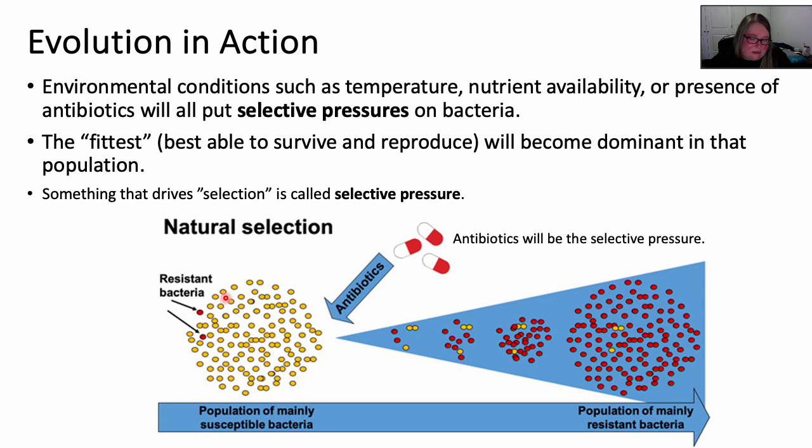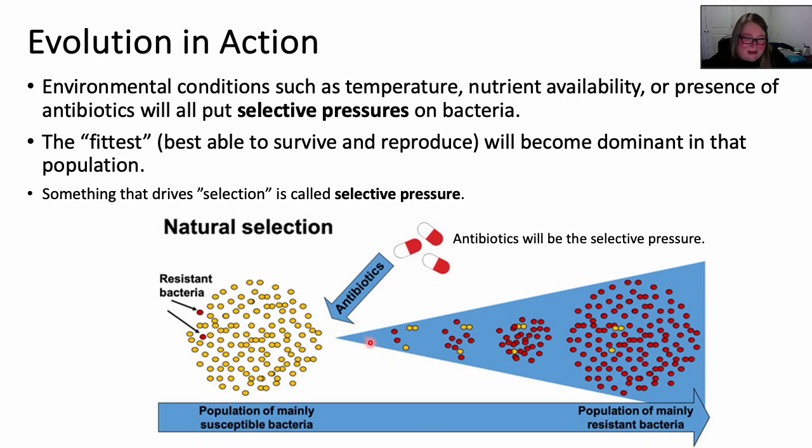Their host is going to go to the doctor and say, I'm not feeling great. They're going to identify that as a bacterial infection, and they're going to be prescribed antibiotics. The host is going to take the antibiotics, and all of these yellow guys who are susceptible, not resistant, are going to succumb to the antibiotics. So the antibiotics are the selective pressure here.